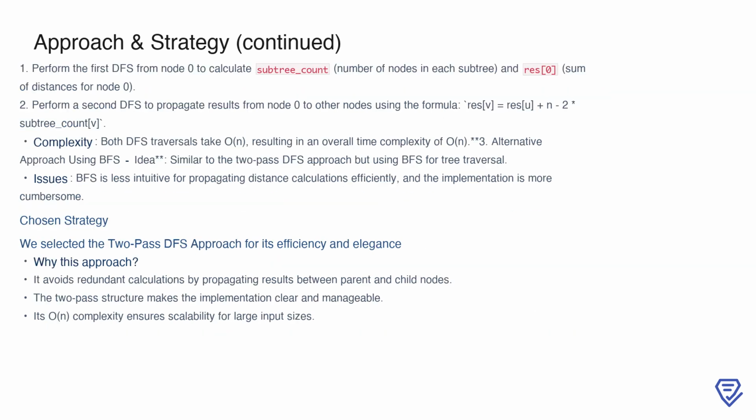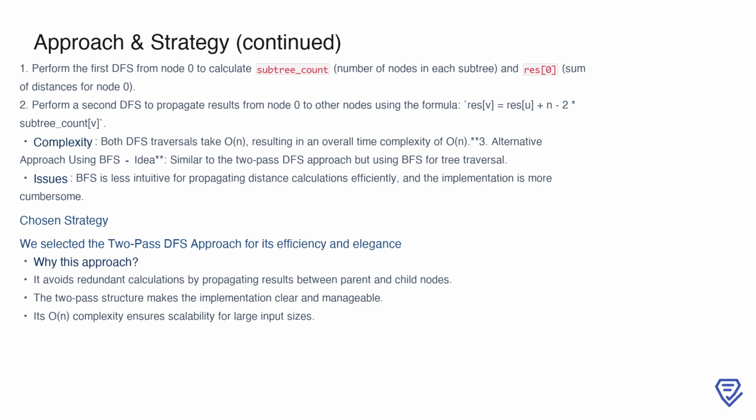Now, let's break down the two-pass DFS approach step by step. In the first DFS, we start from node 0 and calculate two things: the size of each subtree, represented by the subtree_count array, and the sum of distances for node 0, stored in res[0]. Once this is done, we perform a second DFS to propagate results from node 0 to all other nodes. The key formula here is res[v] = res[u] + n - 2 * subtree_count[v], which allows us to calculate the distances for a child node v using the result of its parent node u.